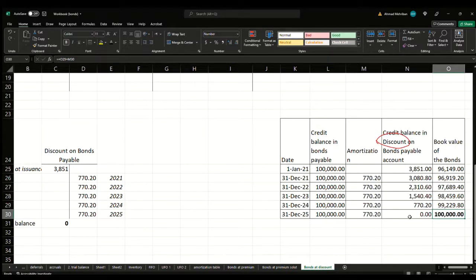It's sort of an opposite way. So if in the premium case we had to lower the book value down to 100,000, in the discount case we have to increase it from 96,000 to 100,000 by the end of the fifth year.